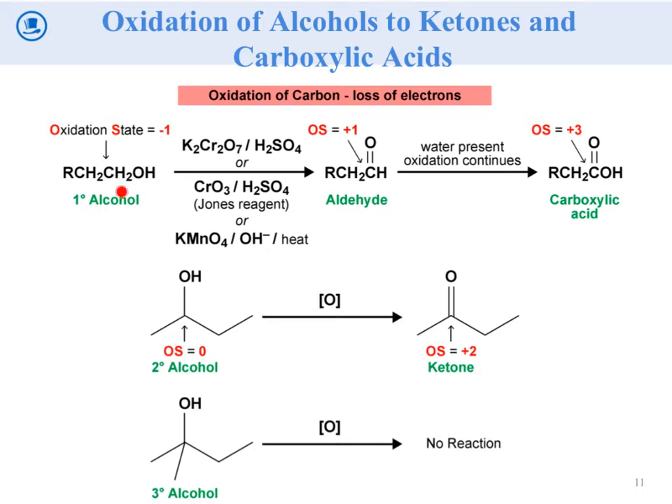So if it's a primary alcohol, there are two hydrogens on that carbon attached to that oxygen. It's going to get rid of all those. It's going to go to an aldehyde first, and then it's going to keep reacting to a carboxylic acid. If it's a secondary alcohol, it can only take it to a ketone. If it's a tertiary alcohol, it can't do anything at all. So the key is looking at how many hydrogens are attached to the carbon with the OH.